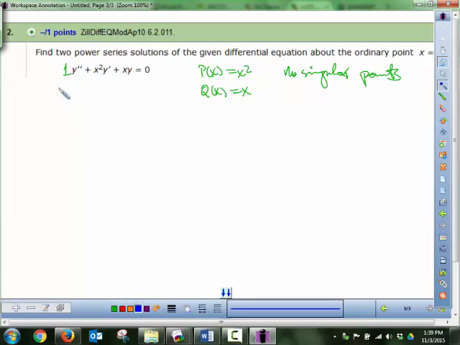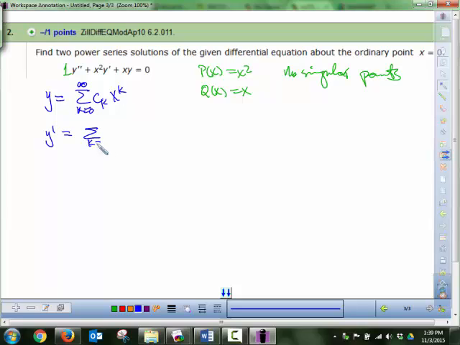How should we start? We should start by letting y, our solution, equal the sum of c sub k, x to the k, where k goes from 0 to infinity. That's how we always start our problems. We need our first and second derivatives. Y prime is the sum of k c sub k x to the k minus 1, and remember, the derivative starts with index 1 now. And then y double prime is the second derivative, and again our index changes. We start with 2.